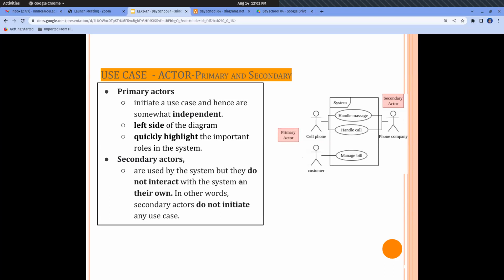Secondary actors are used by the system, but they do not interact with the system on their own. In other words, secondary actors do not initiate any use case.